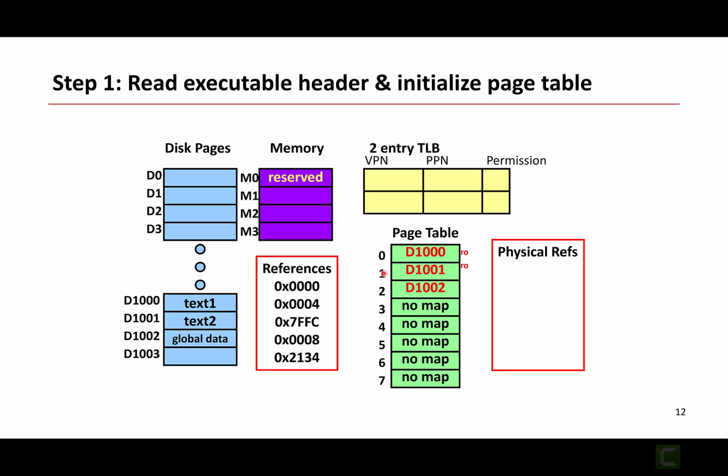The second page, page number 1, virtual page number 1, is also a text segment. Again, it is stored on the disk. A pointer to it is stored in the page table. And the third page, with virtual page number 2, corresponds to a global data segment.